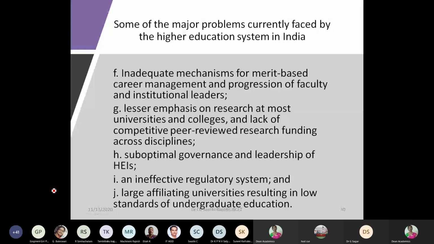We are doing research, but there is less emphasis on research at most universities and colleges, and suboptimal governance and leadership of higher educational institutions, an ineffective regulatory system, and large affiliating universities. Some of the universities are affiliating more than 200 colleges. So they are not able to monitor the standards of the colleges they are giving affiliation to. So this results in low standards of undergraduate education. These are some of the major problems faced by our higher education system in our country, right?